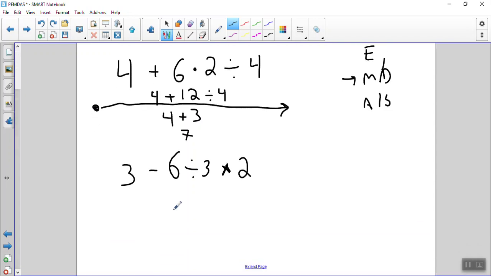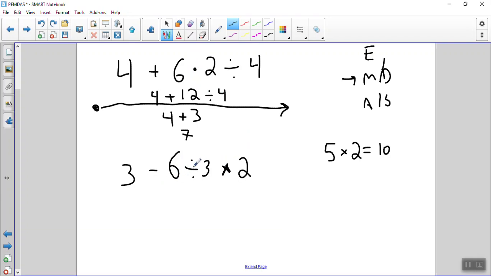So this bottom one is the same way. I have 3 minus 6 divided by 3 times 2. A lot of you probably have seen the multiplication used with an x, like 5 times 2 is 10. Today's lesson will probably be the last time I use an x. Mostly I'm going to use this dot. But regardless, we're doing our PEMDAS.